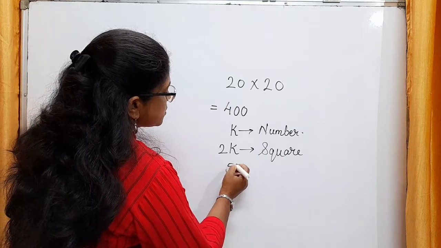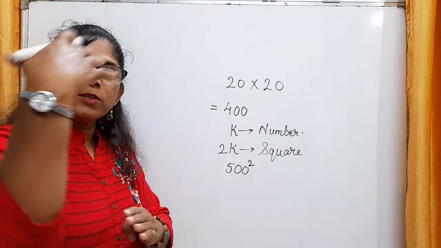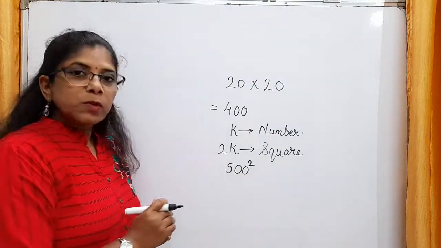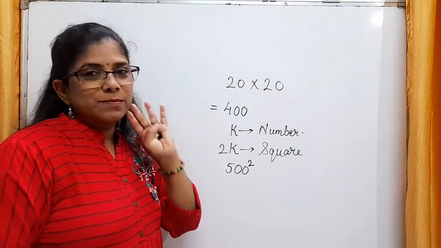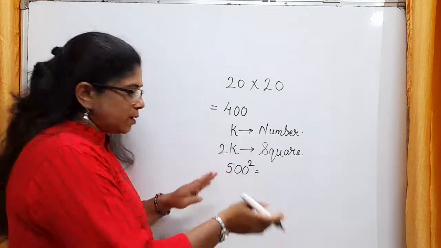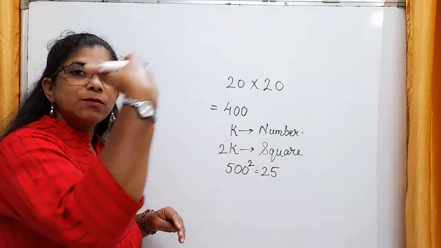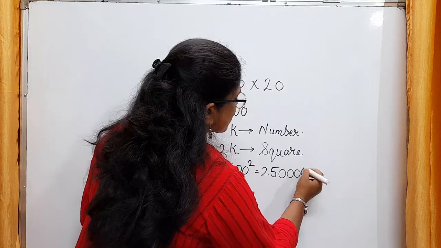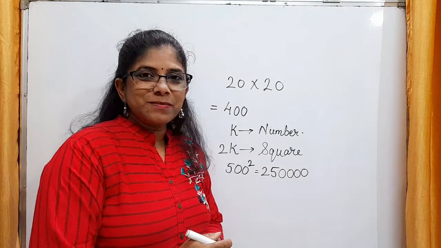Suppose you are asked to find 500 square, that is 500 into 500. So here what is the number of zeros in 500? 2. So the number of zeros in its square is going to be 4, double of it. You have to simply find the square of 5, that is 25, and 4 zeros after this 25. So it's so simple and amazing.